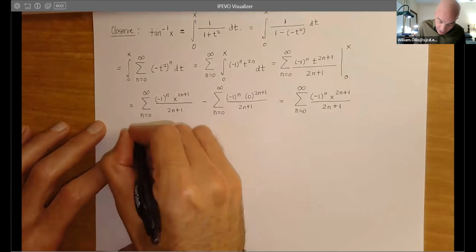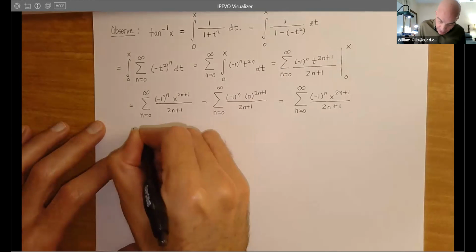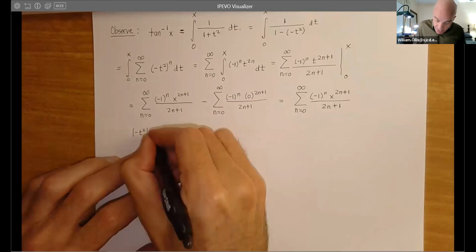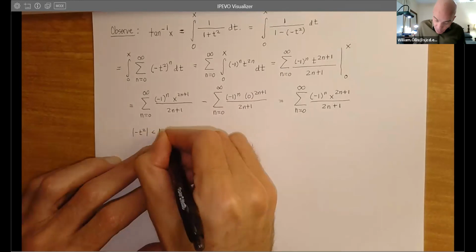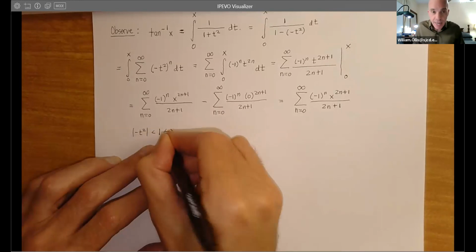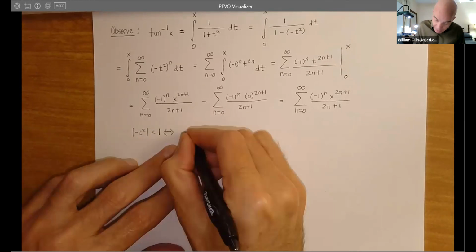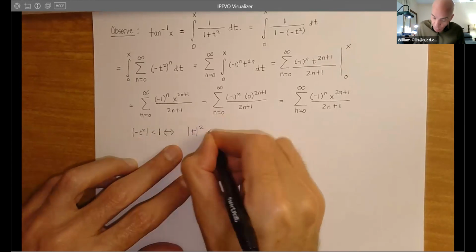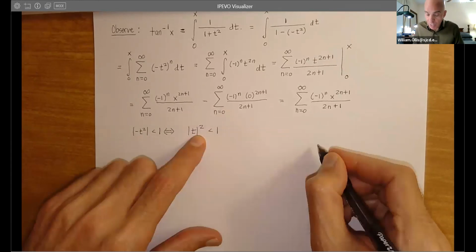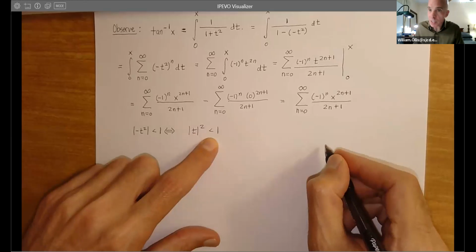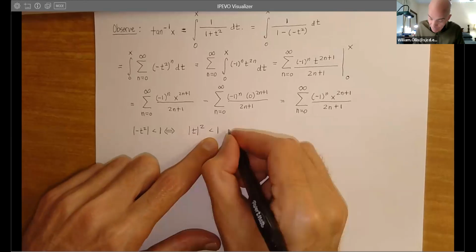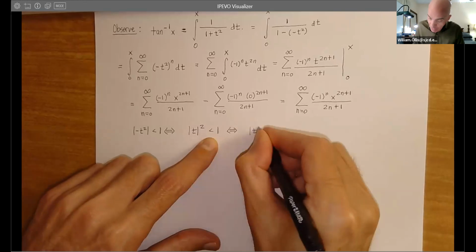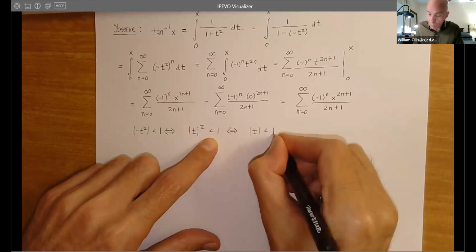So we have negative t squared, absolute value, must be less than 1. So let's just do a little bit of algebra. This is simple algebra. Of course, the -1 absorbs. So we get t in absolute value squared less than 1. Now, of course, we can apply the square root function, which is an increasing function, to preserve the inequality. So we get the absolute value of t is less than the square root of 1, which is 1.